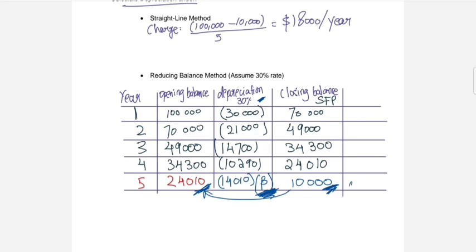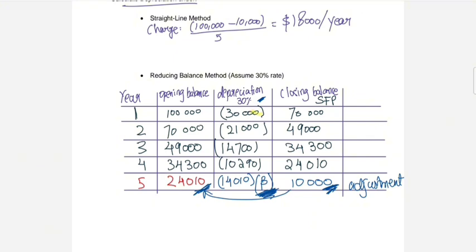So this is what is known as the adjustment that we do at the end of the useful life. In the reducing balance method, it's extremely crucial that we do this adjustment so that the value of the asset at the end of its useful life matches its residual value. All right, this is the difference.